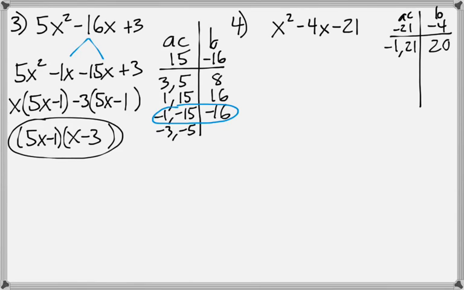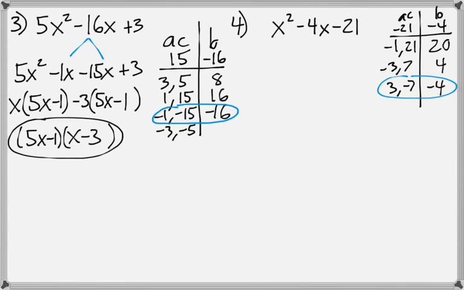Other things that multiply to be negative 21, negative 3 and 7. If I add those up, that would be 4. So we're close. Let's just flip the sign. So 3 and negative 7. So if I flip the sign, 3 plus negative 7 is negative 4. And that would be the two that I want.